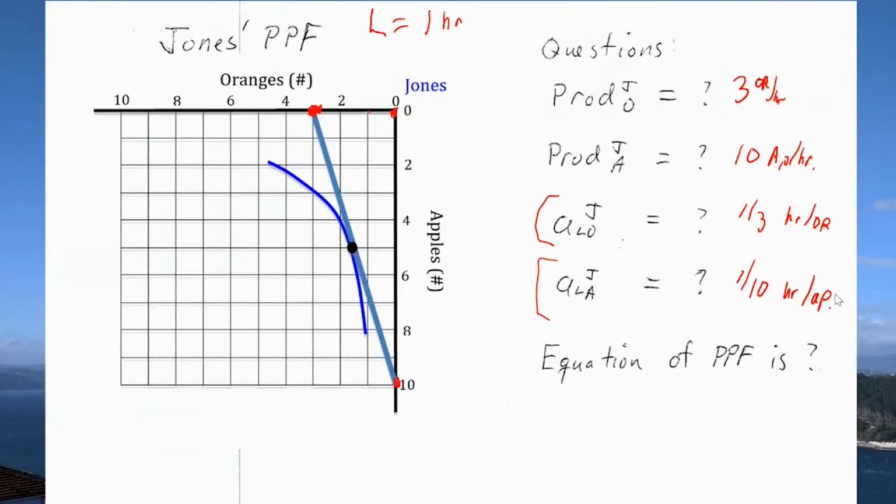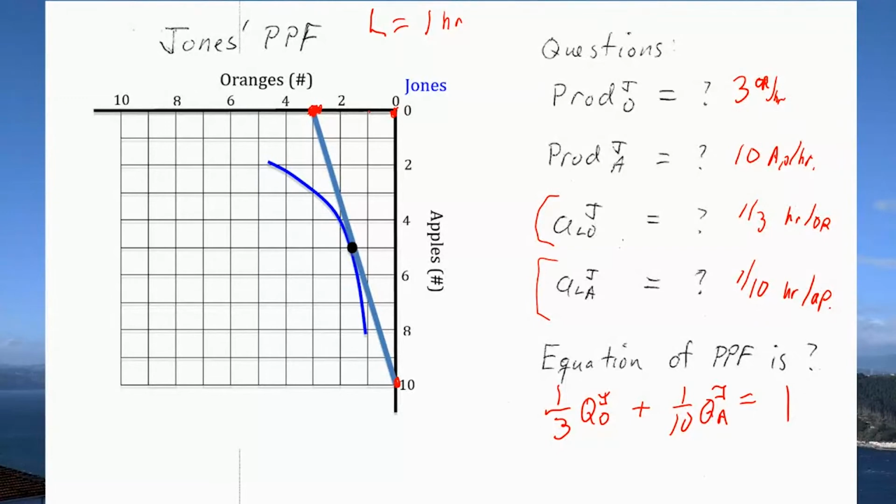Now, what is the equation of Jones's production possibility frontier? You've got the data in front of you, and you should be able to just write down the equation. That's going to be a little bit harder in the chat room, I think. So the equation, again, is going to be 1/3 times the quantity of oranges for Jones plus 1/10 times the quantity of apples for Jones is going to be equal to his endowment, which is equal to 1. And that's the equation of Jones's production possibility frontier.